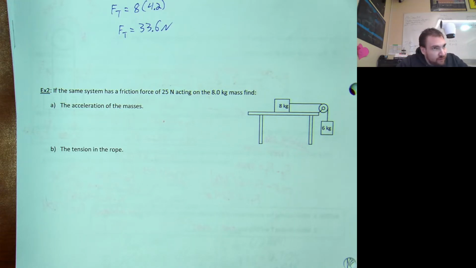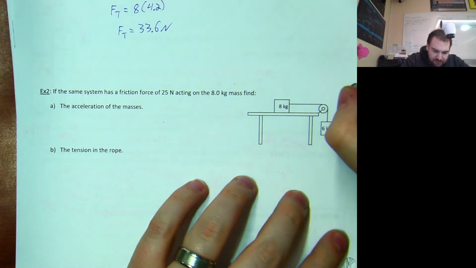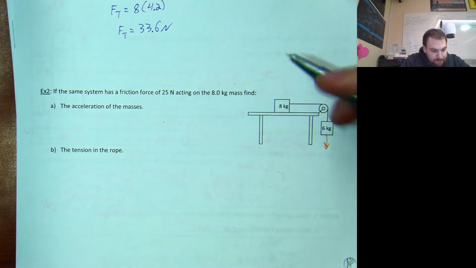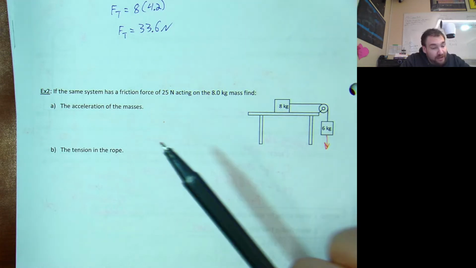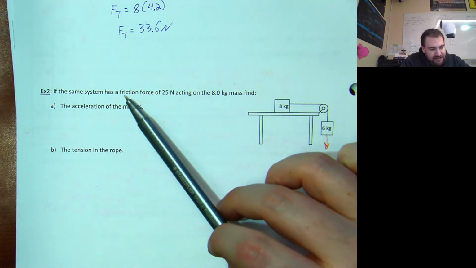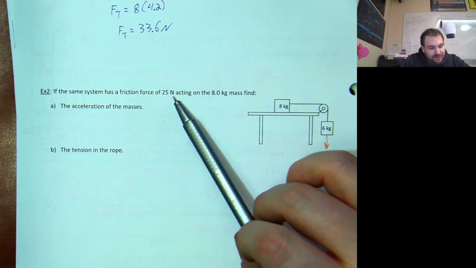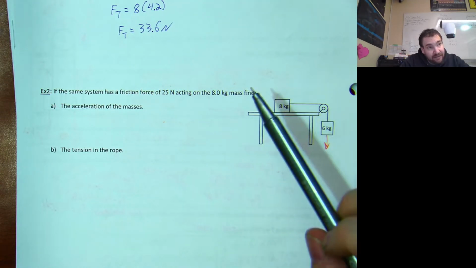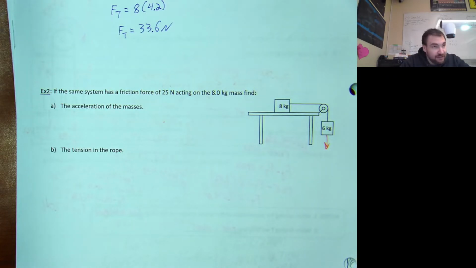Orange it is. And we assume it's the table that has the friction, not the pulley. That's a good point. The question says the same system has a friction force of 25 newtons acting on the 8 kilogram mass. So because it's acting on the 8 kilogram mass, we can safely assume it's not the pulley. In fact, we will always assume pulleys are frictionless unless explicitly told otherwise.